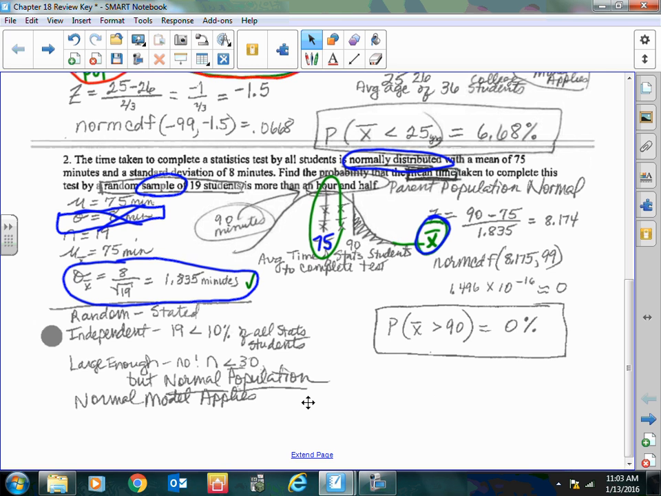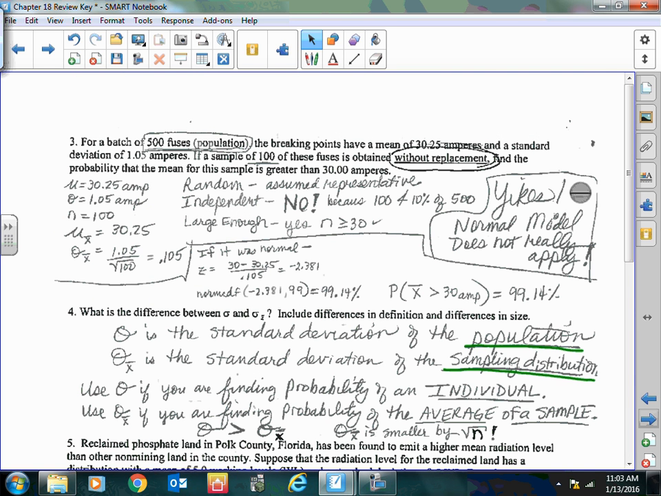Okay, next. This one's a good one to talk about. What do you do if the conditions are not met? This problem states up top that there are 500 fuses, and it explicitly notes that that is the population. A lot of times you don't have them being that definitive about the size of the population. But they did that because they wanted to see you talk about the independence condition not being met, because a sample size of 100 is not less than 10% of 500.